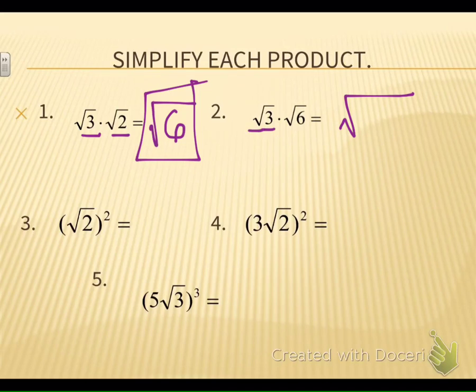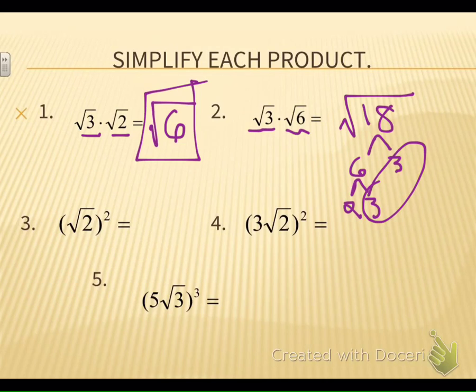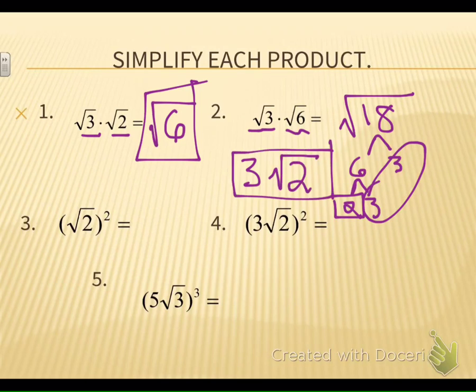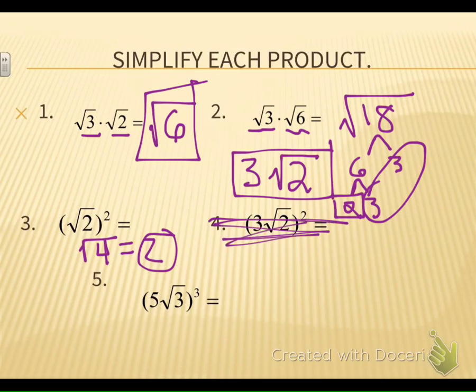3 root 3 times root 6, it would be 18, root 18. We can simplify that. 6 and 3, 2 and 3. We have one pair there, so that would turn into 3. And then what's left over goes under the square root. 3 root 2. Square root of 2 squared. So that would be square root of 4, which equals 2. We're going to skip this one, and we're going to skip this one.